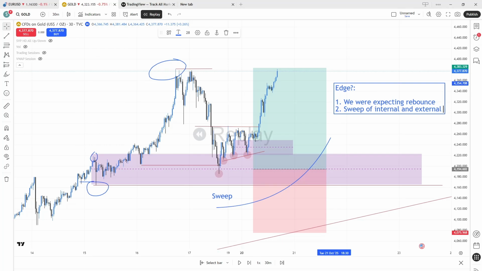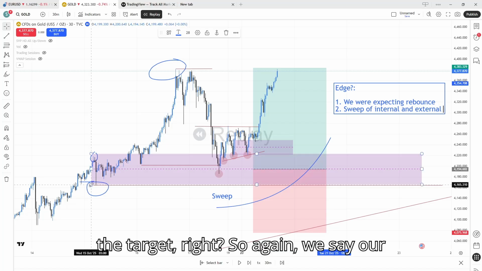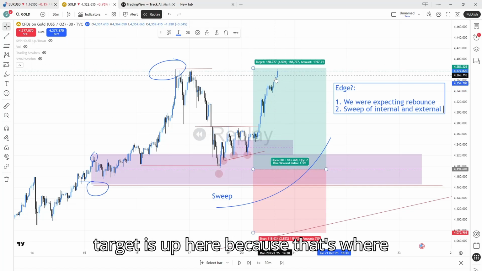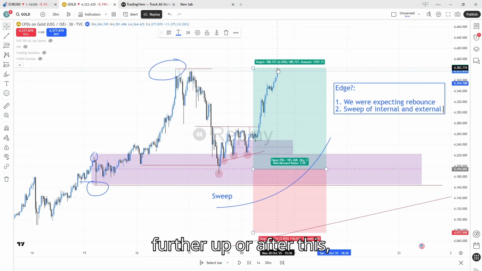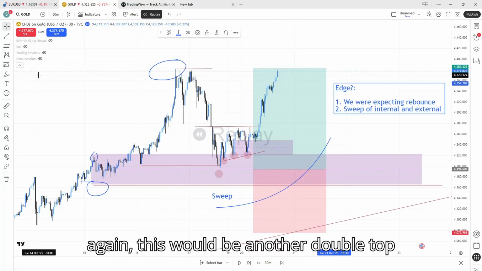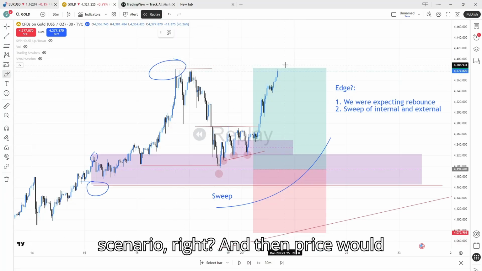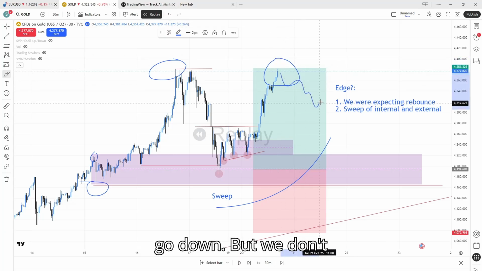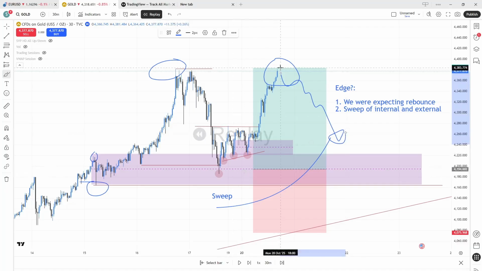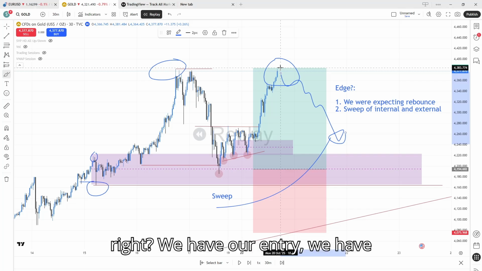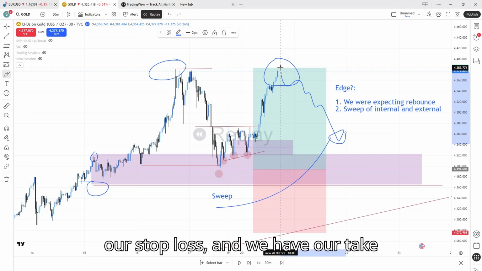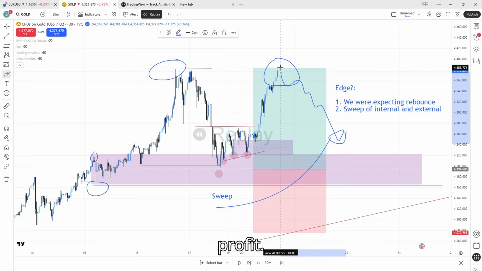We also have the target, right? So again, we say our target is up here because that's where price ended, right? It could go further up, or after this, again, this would be another double top scenario, right? And then price would go down. But we don't know that yet. We just have our three high probability setup, right? We have our entry, we have our stop loss, and we have our take profit.